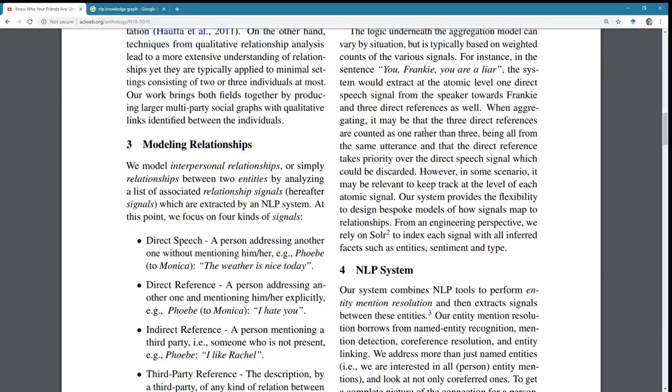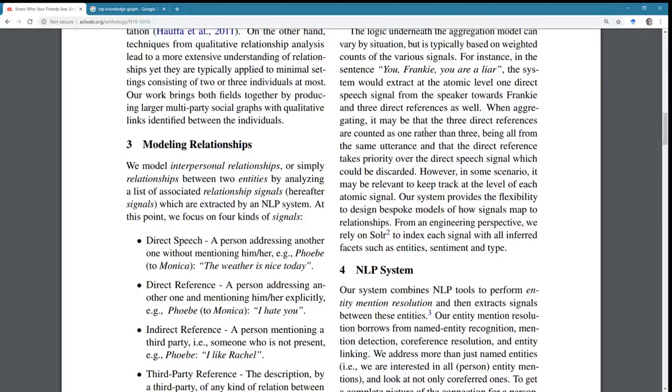When aggregating, it may be that the 3 direct references are counted as 1 rather than 3, being all from the same utterance, and that the direct reference takes priority over the direct speech signal, which can be discarded. Okay, so it could be 1 rather than 3? I get that. That makes sense because it's a single utterance. But are they modeling the utterance level or the word level? Or is this something that they're going to do in model comparison? I'm a little murky here.